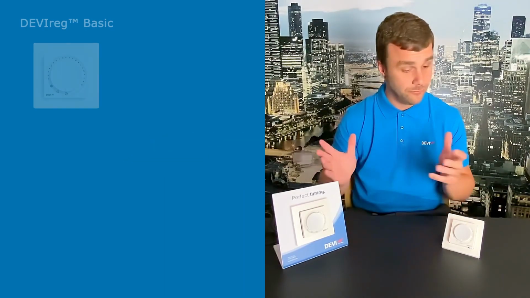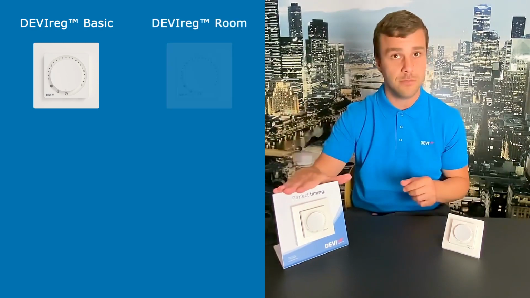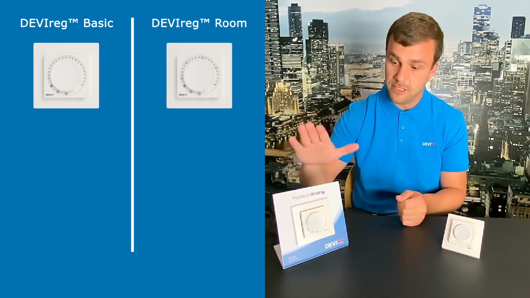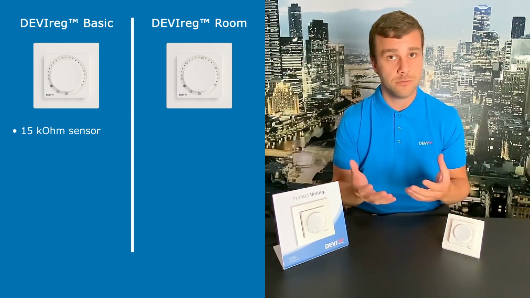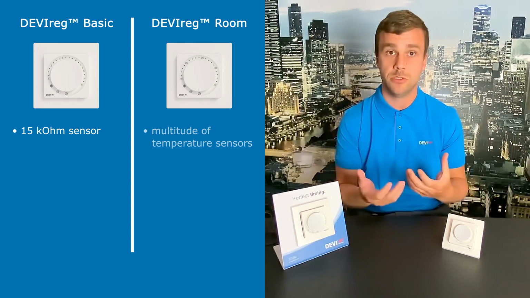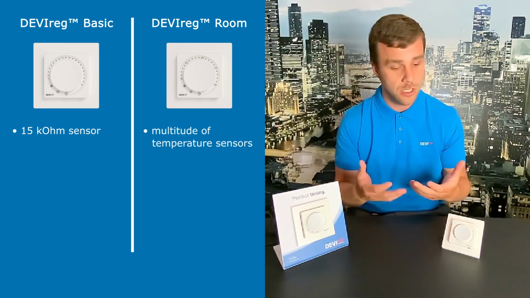To get back to some of the main differences between the DEVIreg Basic mounted here and the DEVIreg Room here on the table is that DEVIreg Basic does our 15 kilo ohm sensor and only our 15 kilo ohm sensor, whereas the DEVIreg Room does a multitude of competitor sensors as well.